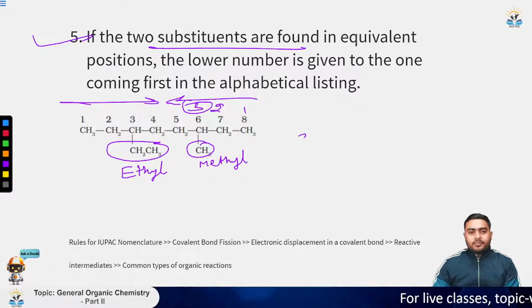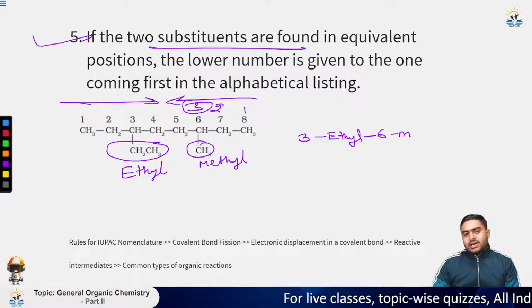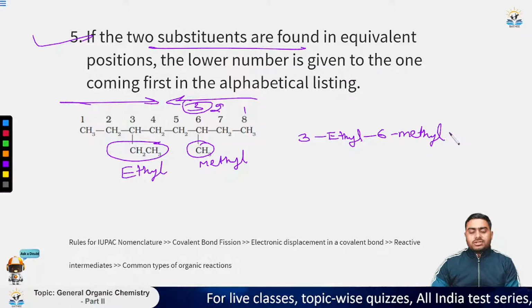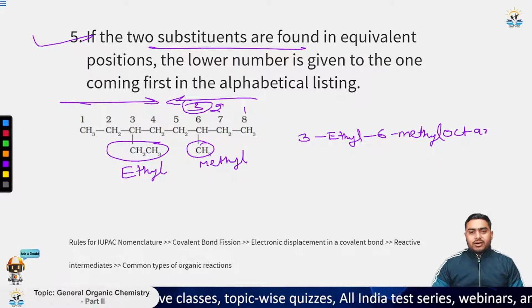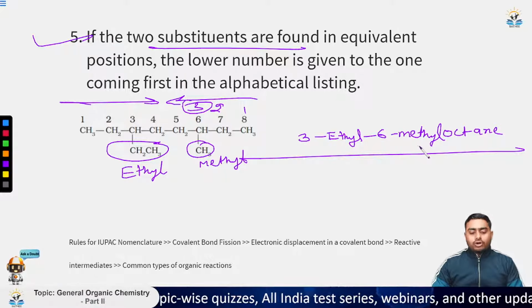So 3 ethyl. What will be the IUPAC name? 3 ethyl, 6 methyl. And then the prefix is completed, the word root is oct, and the suffix will be ane. Okay, so 3 ethyl, 6 methyl, octane.